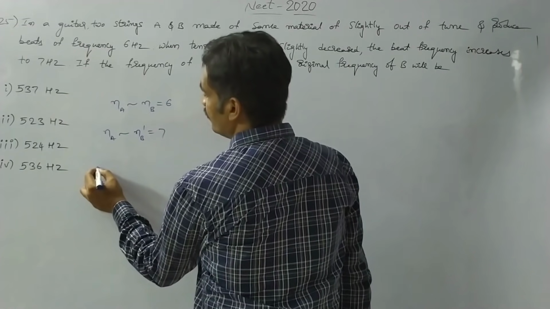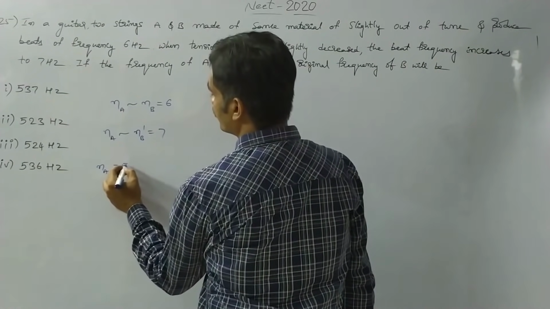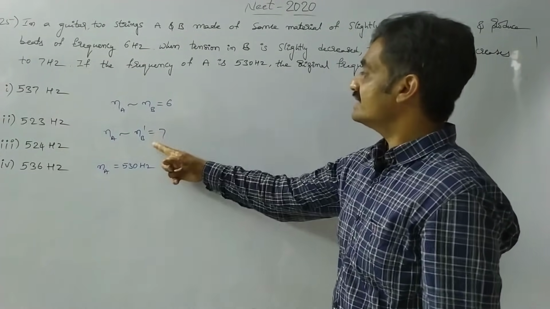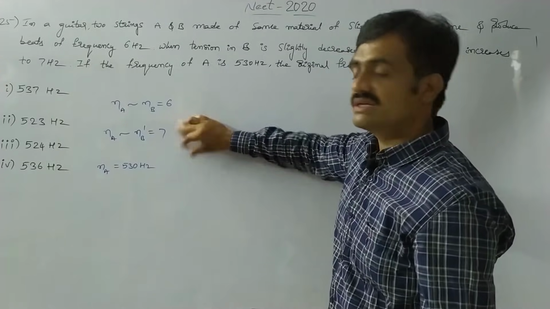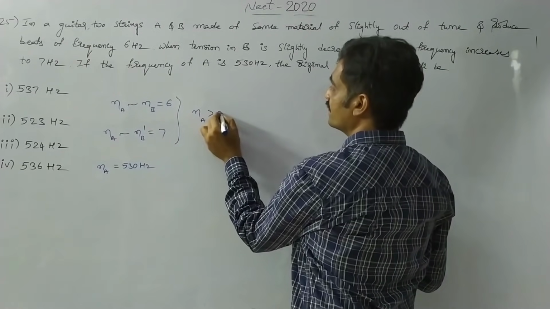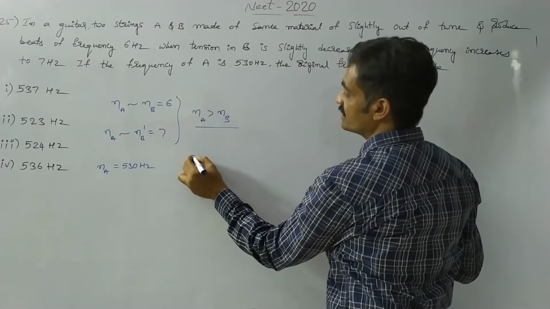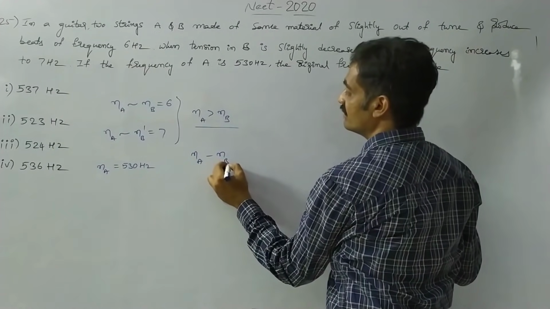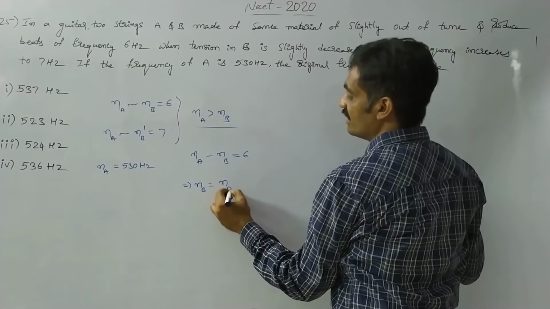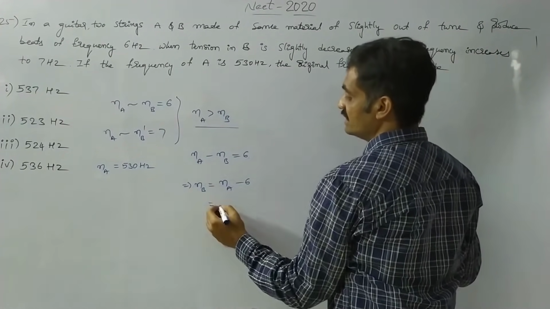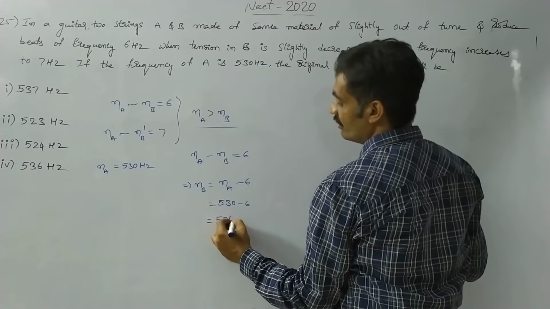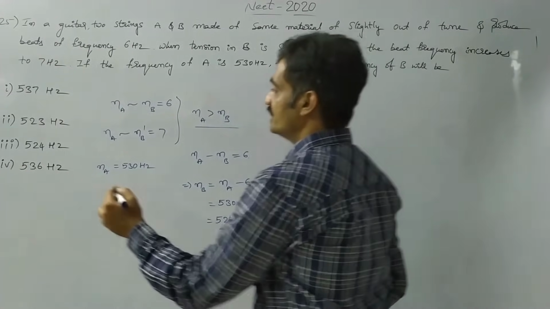Here, as you observe, the frequency of A is 530 Hz. As the tension in string B is decreased, the beat frequency has increased. Based on that, we can say that the frequency of A is greater than the frequency of B. So frequency of A minus frequency of B equals 6. Then frequency of B equals frequency of A minus 6, where frequency of A is 530. 530 minus 6 is nothing but 524 Hz. So the option is 3.